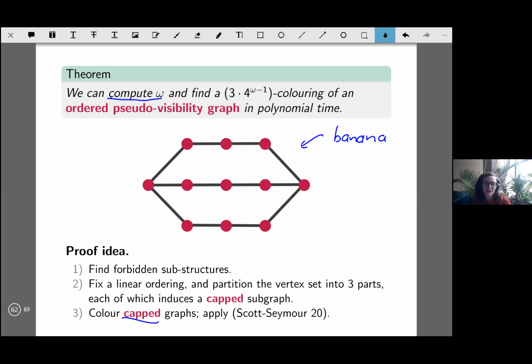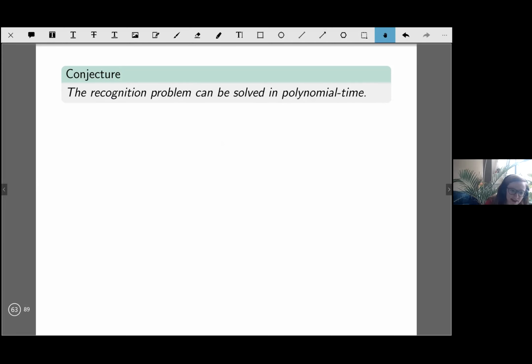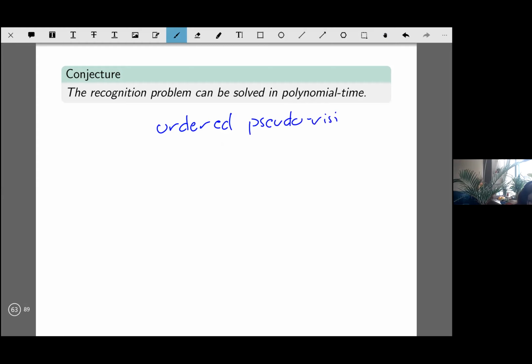So that's the idea of the proof, but for the rest of the talk, I really want to focus on this connection with oriented matroids. And there we have this conjecture, the recognition problem, and this is for ordered pseudo-visibility graphs. So I want to think about this conjecture that the recognition problem for ordered pseudo-visibility graphs can be solved in polynomial time.